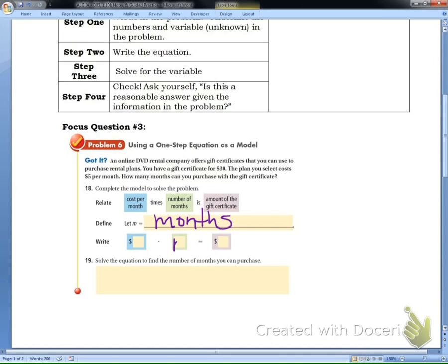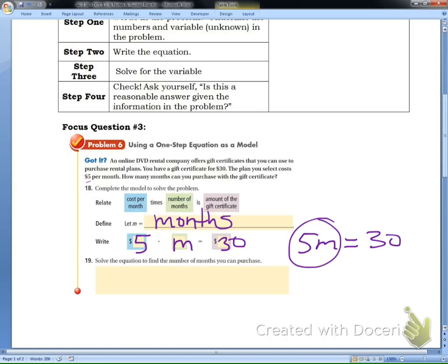So m is our variable, but we do know how much it costs per month. There's that key word that we've had before, per. Per means to multiply. We know how much we have to multiply by. It tells us right here, the 5. So 5 times m is equal to our total of the $30. Another way to write this, by the way, is 5m is equal to 30. So we can figure out how many months our gift certificate is for. We need to solve this equation.